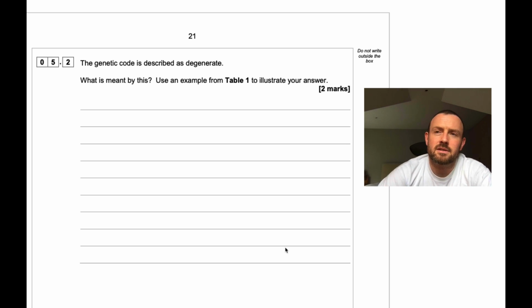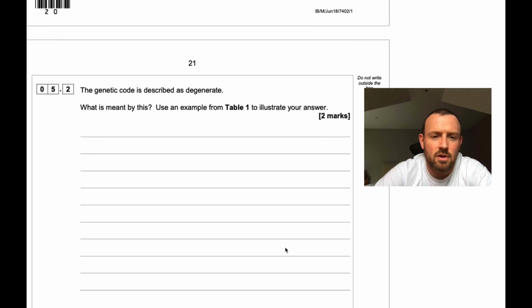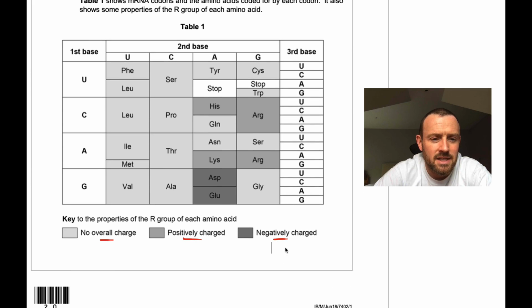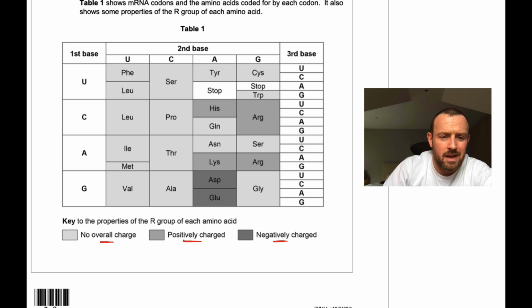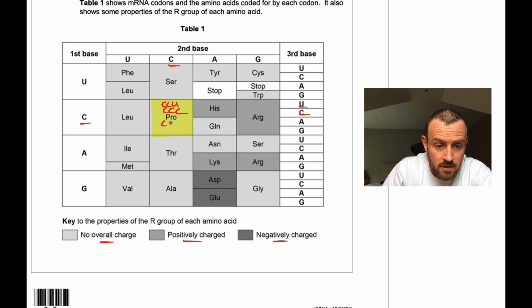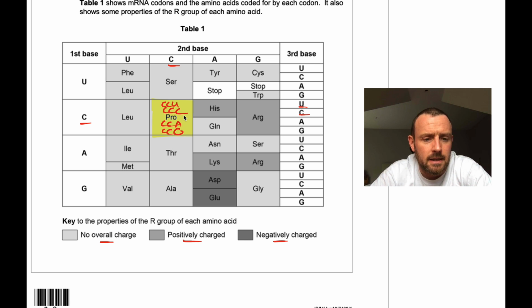So degenerate means multiple codons can code for the same amino acid. And an example, let's pick proline. Proline is very degenerate. There are many codes for proline. What could code for proline? Well, you could have CCU, or you could also have CCC, that's this one here, or CCA or CCG. So there are 4 degenerate codons that all code for the amino acid proline.